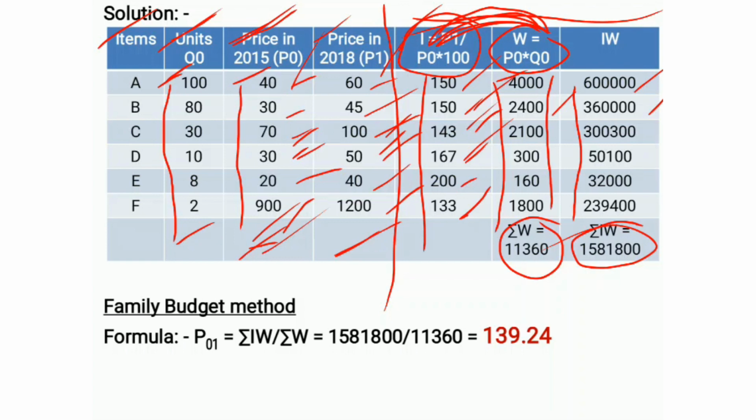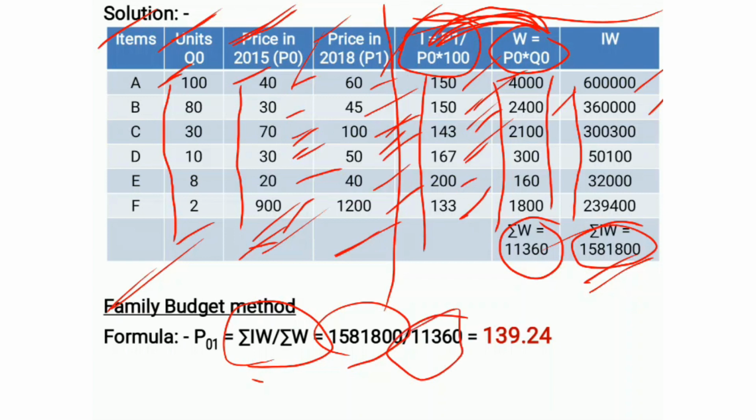Applying the formula, the family budget method is given by P01 equals summation IW divided by summation W. The numerator value is 1158100 divided by 11360. You will get 139.24. This is your consumer price index number. I hope you understood this question.